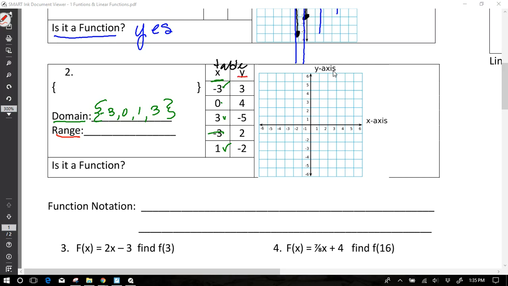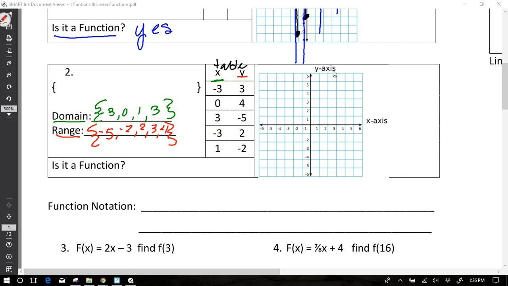So again, we're going to wrap these up in braces, and I'm going to start with the smallest value. So -5 is the smallest. Next, I see a -2. And then a +2, and then a 3, and then a 4. Okay, so that is my range. Those are in numerical order. Now I'm going to erase all my little check marks.